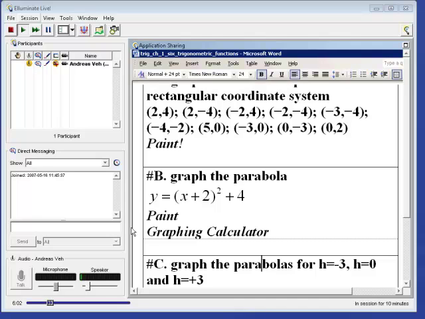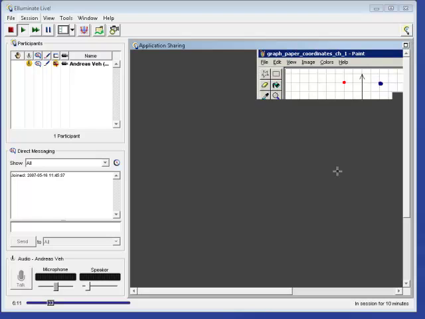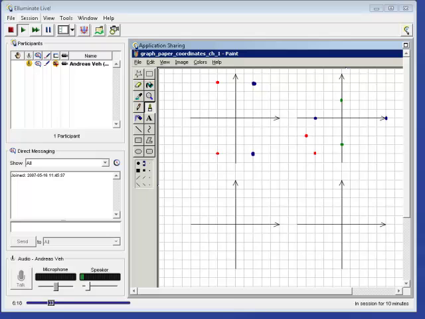Let's go over to Paint and graph these parabolas. And then after that, we're going to go to the graphing calculator and graph them. I'm not the best at graphing, especially with a mouse. So the first one says that we have to go 4 up, and then we have to go 2 to the left. Remember that plus 2 actually means minus negative 2. So our vertex will come out here.